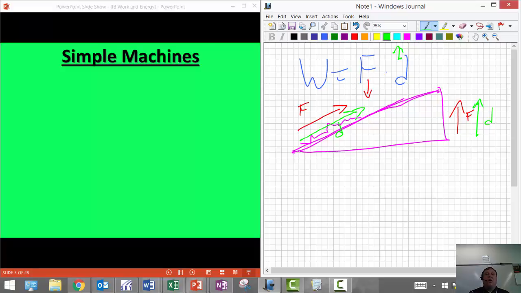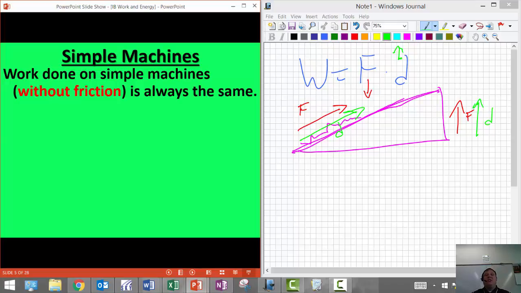And so some machines do the opposite, but most of the machines are really good at decreasing the force and increasing the distance that you're going to have to do. The work is going to be the same, though, either way, and that is huge to understand. The work on the simple machines is always the same. Now, we're assuming that there was no friction, and that's not always going to be the case. Next video we'll talk about with friction. But right now we're going to be talking about without friction. And if that's the case, then the work in is equal to the work out.